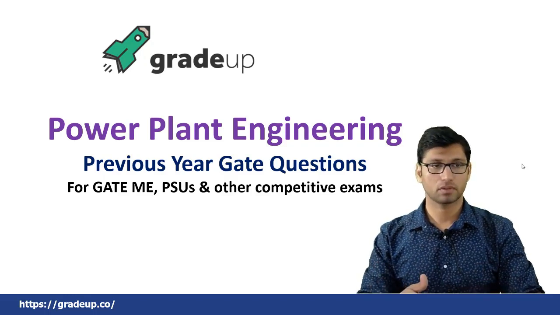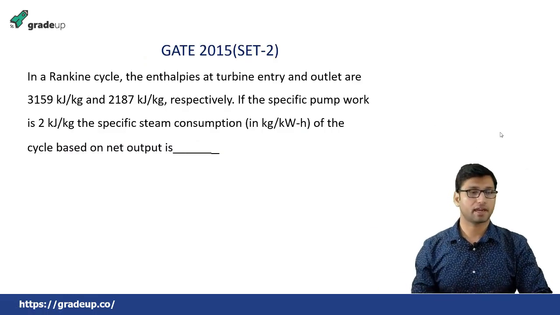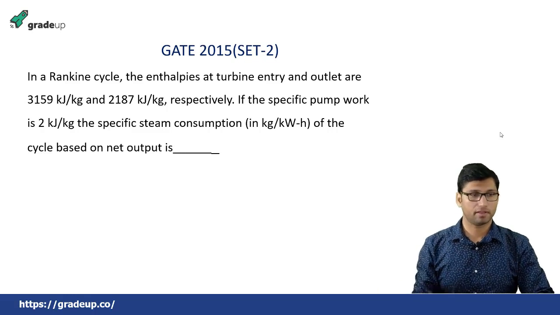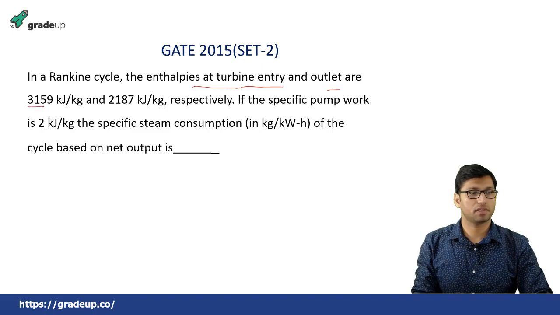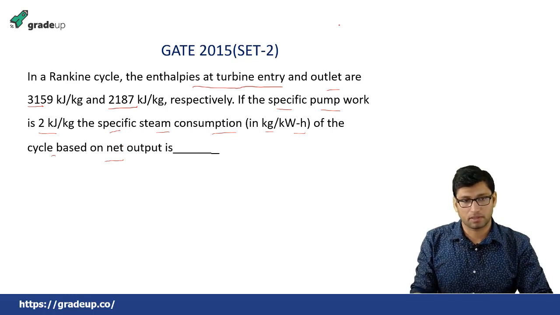So first question from GATE 2015 set 2. In this question, it is given that in a Rankine cycle, the enthalpy at the turbine entry and the outlet are given to you, which is 3159 and 2187 kilojoule per kg. Also, the specific pump work is given as 2 kilojoule per kg. Now, what you have to find is the specific steam consumption in kilogram per kilowatt hour of the cycle based on the net work output. So, you have to find the specific steam consumption.